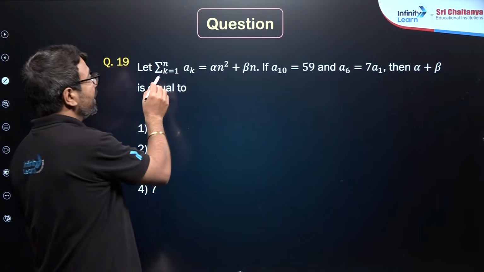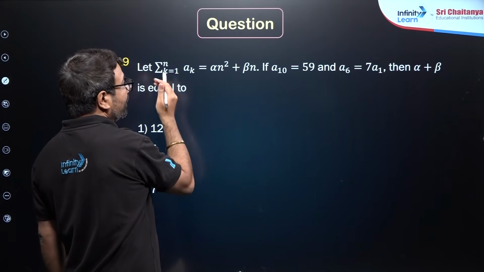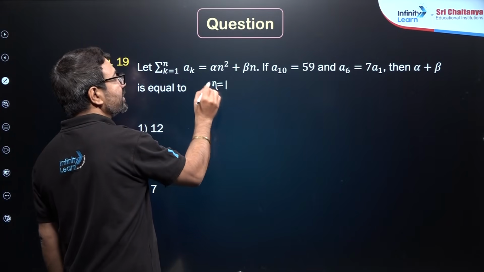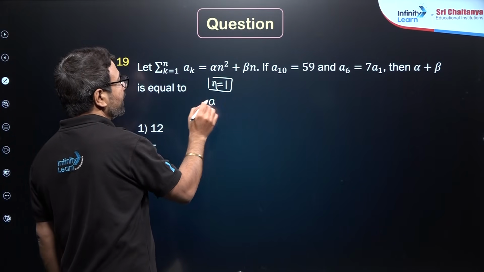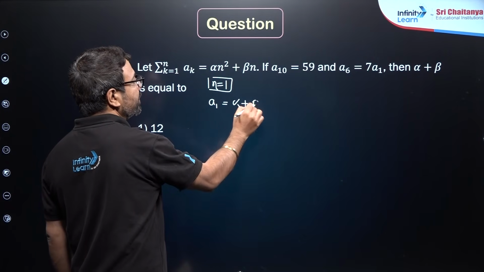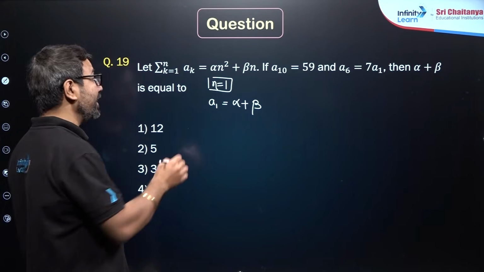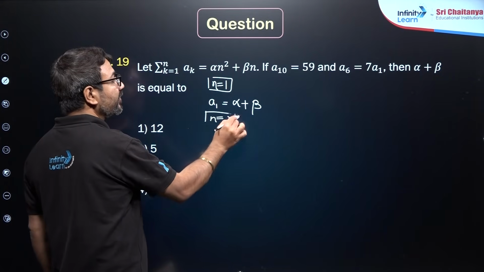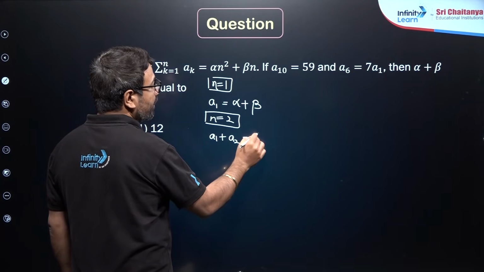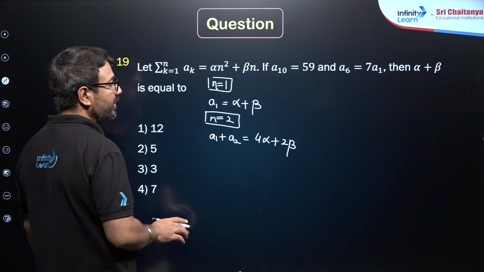Next, we have summation of this expression. Let's say if I have to write here k value 1 to k value n, we have to go. So let's keep the value of n as 1. Here I will have a1 is equals to alpha plus beta. And let's say, my dear students, if I have to go for n value 2, then I will have a1 plus a2 is equals to 4 alpha plus 2 beta. I hope this is clear to you.